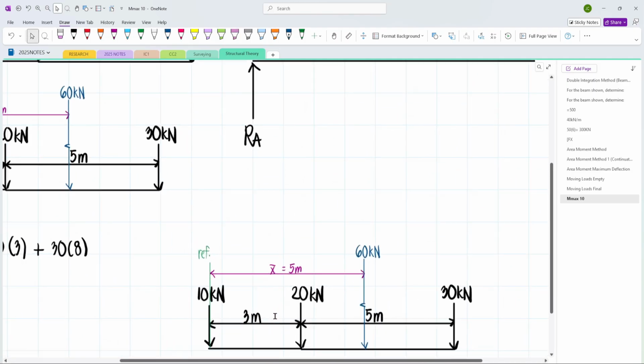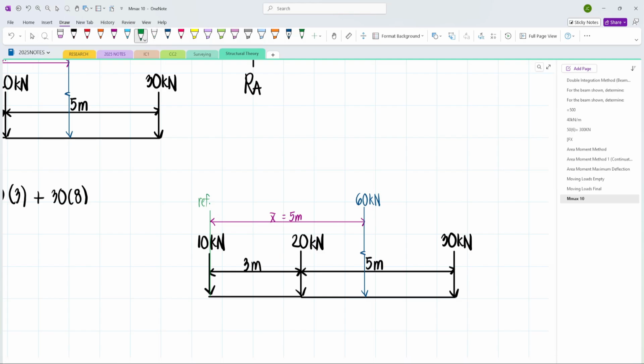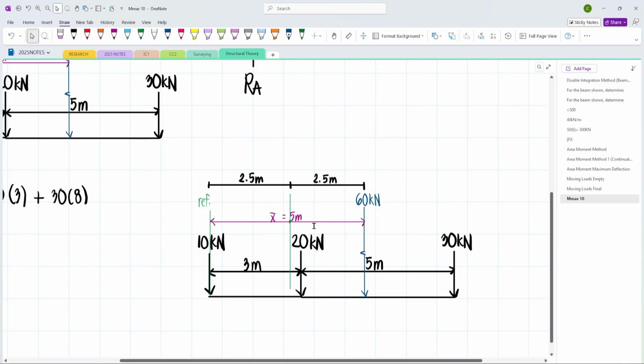So, yung gagawin natin is, ito yung resultant, ito naman yung 10 kN load. We will find the center of the two loads. So, the center would be ito. Ayan, 60 kN going to the 10 kN load. So, this center point, ayan, would have a distance of 2.5 meters going to the 10 kN load and the 60 kN load. So, yung center point na yan, ilalagay natin yan sa midspan.